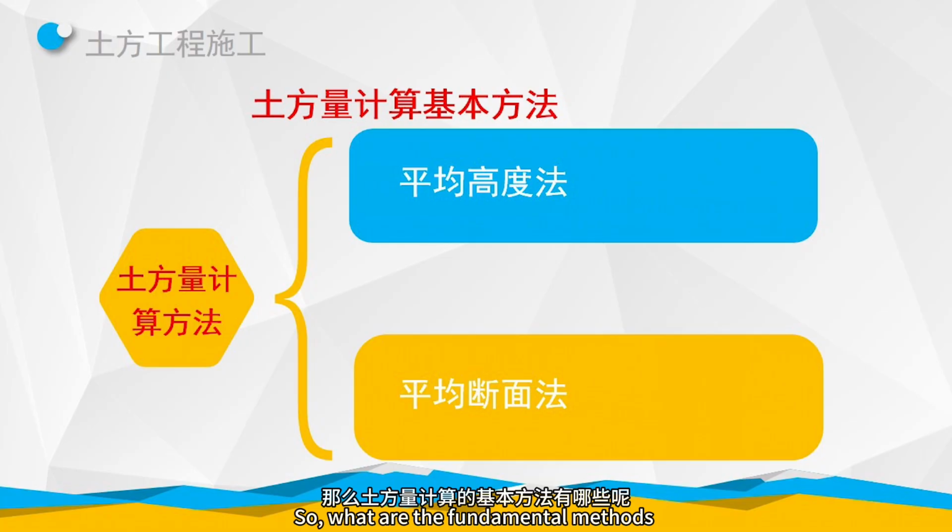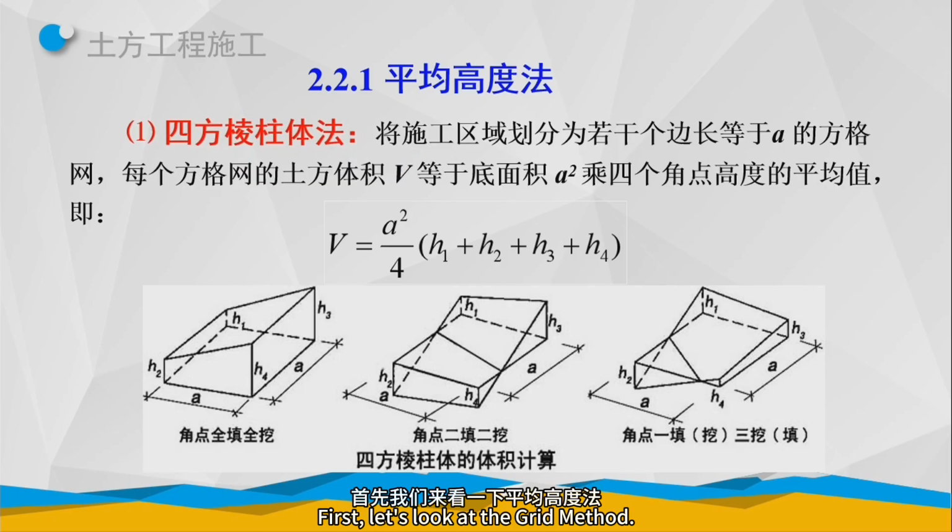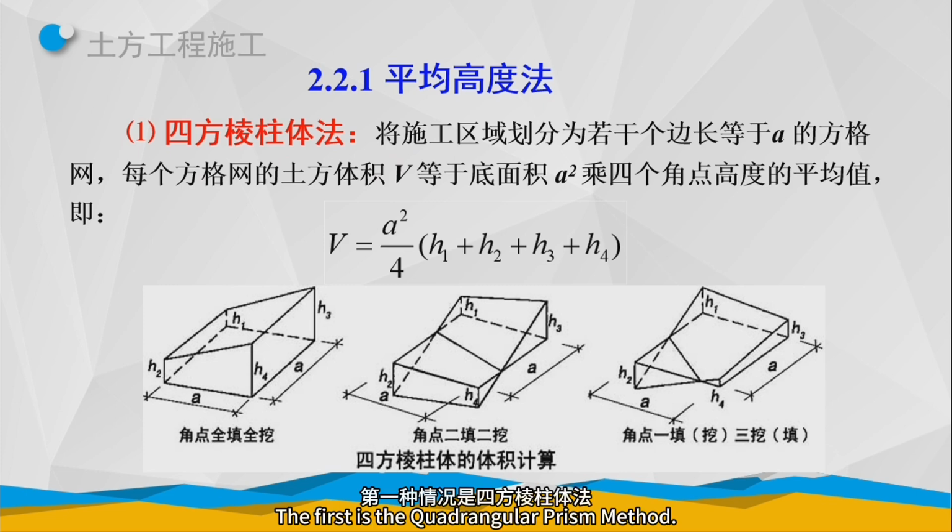So, what are the fundamental methods for earthwork volume calculation? There are mainly two methods, the grid method and the average cross-section method. First, let's look at the grid method. It mainly has two variations. The first is the quadrangular prism method.